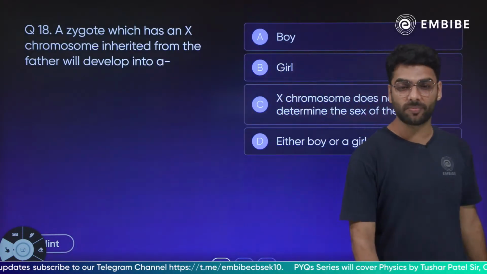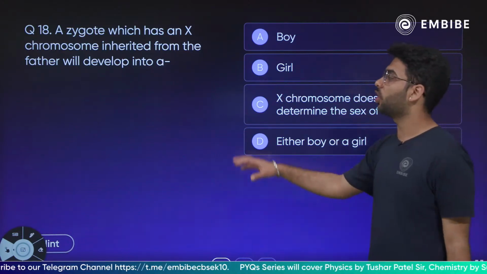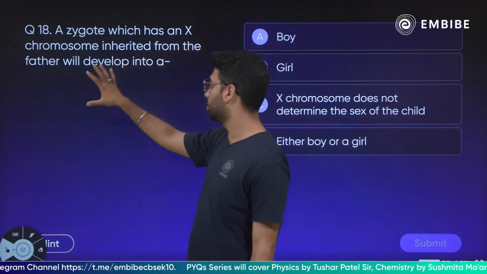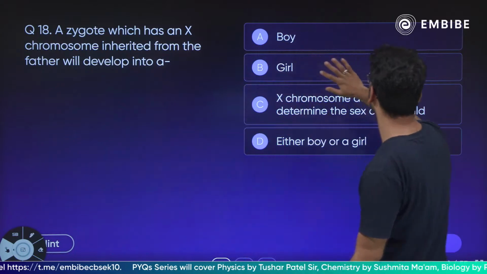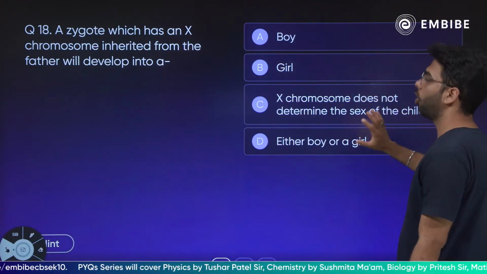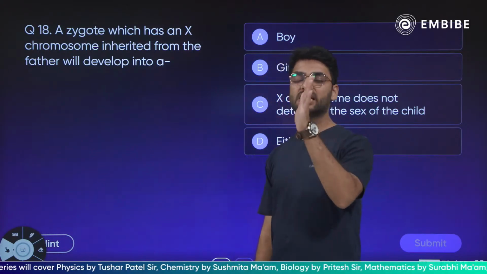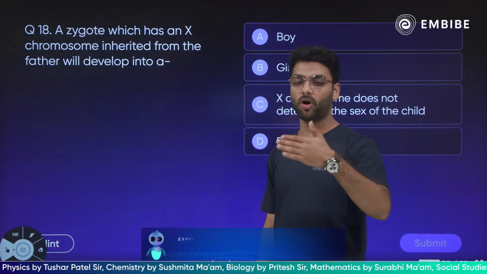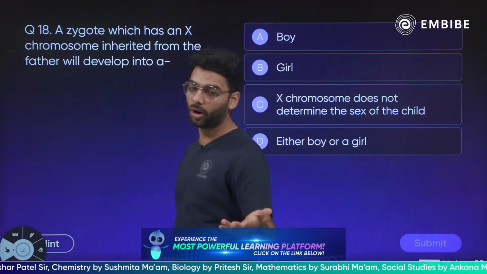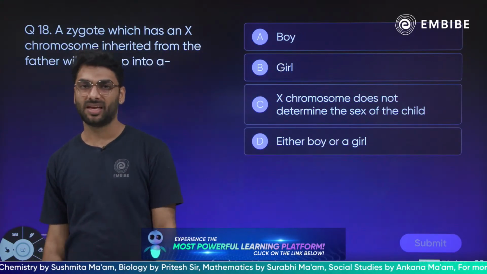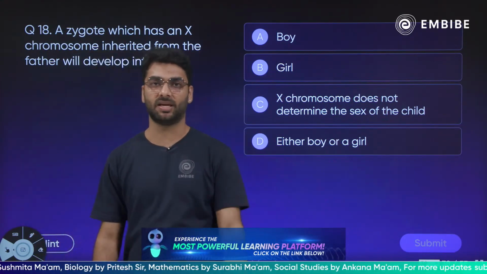Next question, question number 18. A zygote which has got X chromosome from the father will develop into a boy, a girl, you cannot determine, or boy or girl. The one that has got X from the father will be a boy or a girl? X cannot determine, or it can be either boy or girl. Very easy, I just had you do it.